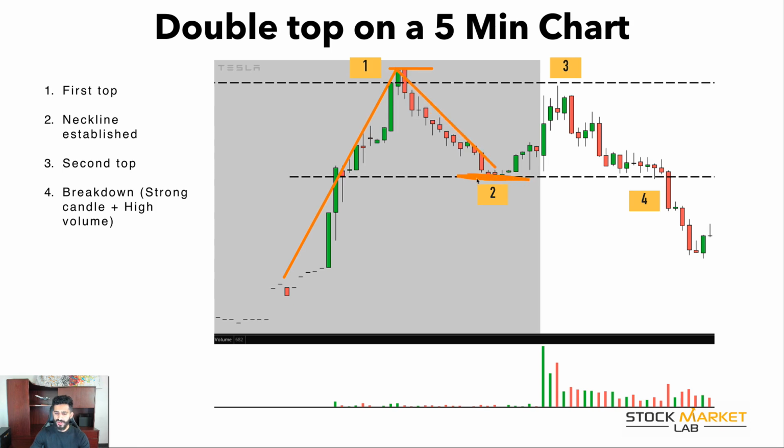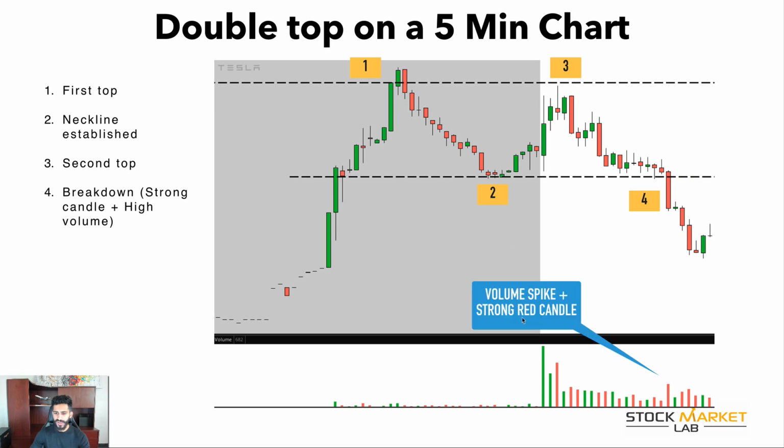Once again, a double top: the stock is going on an uptrend, hits a critical level, and pulls back. The level it pulls back to becomes the neckline. It tries to break that level again, is unable to, and pulls back to the neckline again. If the neckline gets broken, we then have a double top. If it does not break the neckline, we have no trade. And once it breaks the neckline, we now have a short play right here.